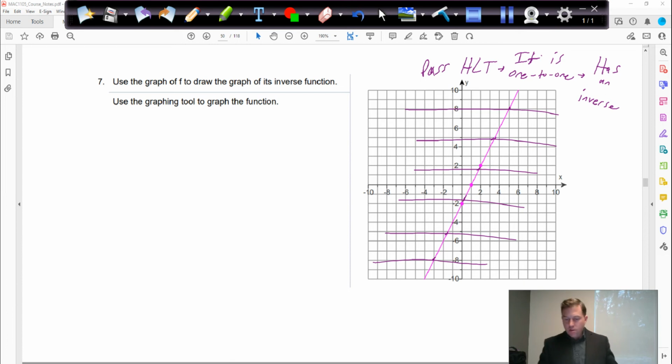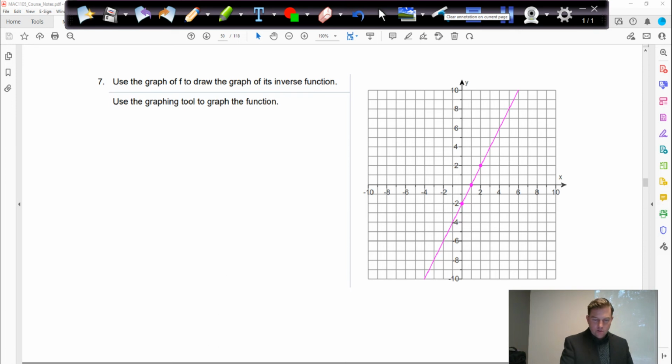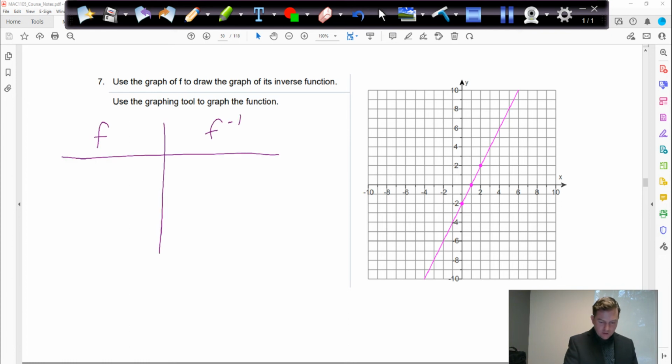Okay? But this wants us to actually draw that inverse function. So let's see how we would do that. To do this, we are going to just need the ordered pairs for these dots. So we have an f function, we have an f inverse function, and you'll catch on to this pretty quick. Record these dots. This first dot is 0 in the x, minus 2 in the y. This dot is 1 in the x and 0 in the y. This dot is 2 in the x, 2 in the y.